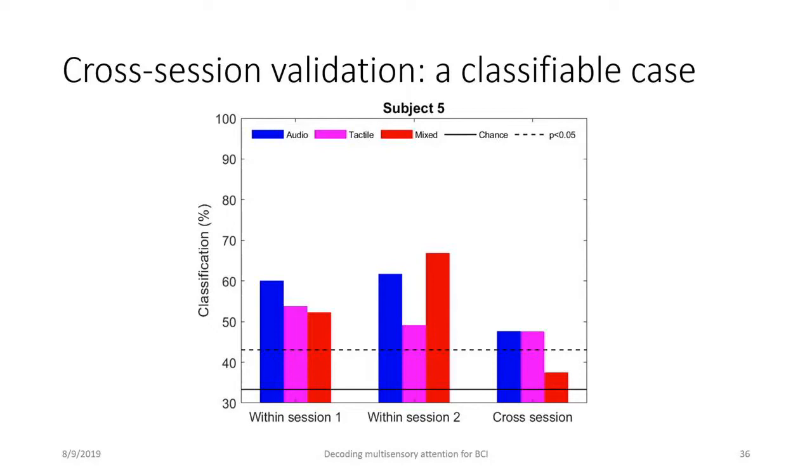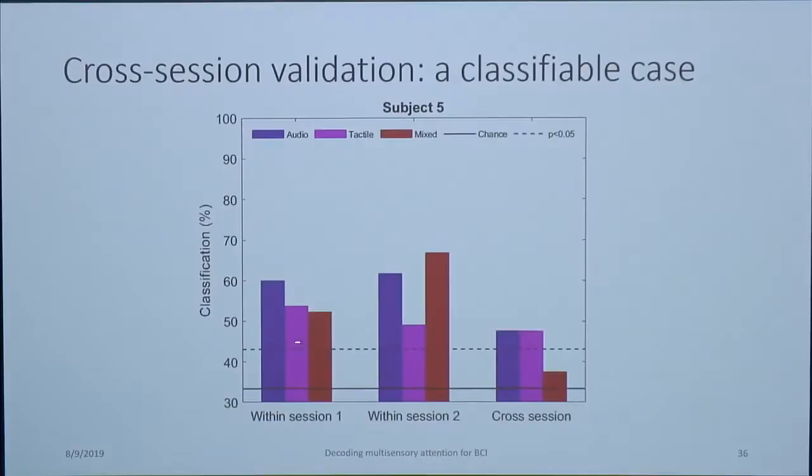And here's the result for another subject. It's classifiable because everything is above chance, but not as good as 80%. The same thing happened again in the second session. If we use the cross-session data to validate, we found it tends to stay at roughly the same level. There's a drop in the mixed modalities. Probably the subject was using different strategies when doing the task.